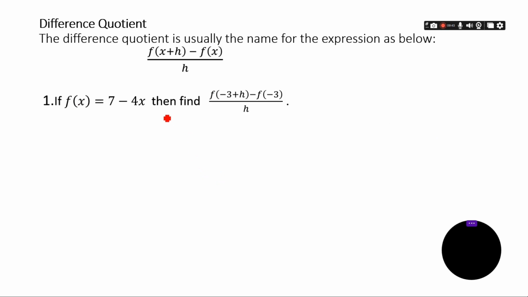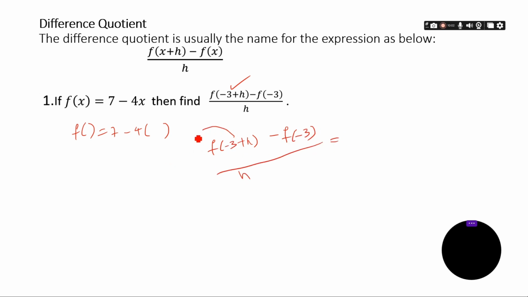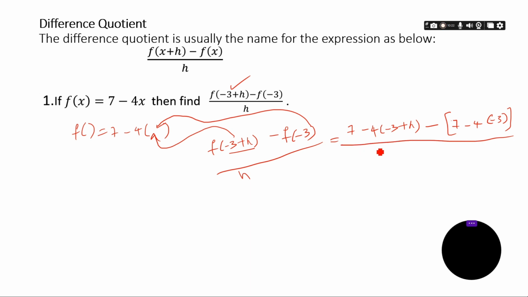Here this is another one, the difference quotient. We need to find this. So it is clear that the given function is f of x. In place of x you write an open bracket like this. So f of minus 3 plus h minus f of minus 3, over h. Here in this bracket, minus 3 plus h will sit. Minus, so start a bracket. Now minus 3 will be sitting here: 7 minus 4 into minus 3, divide h.